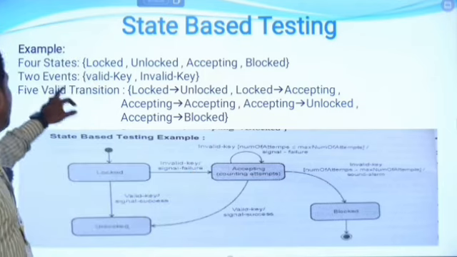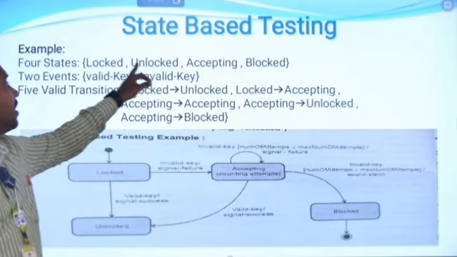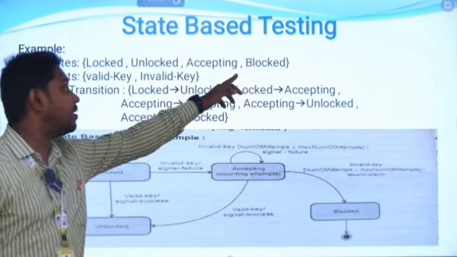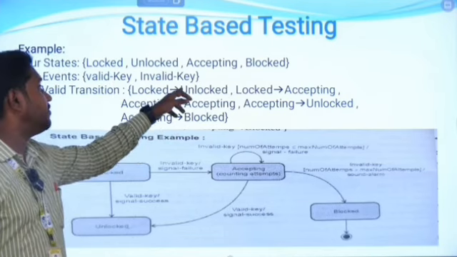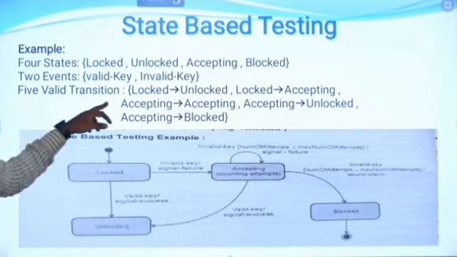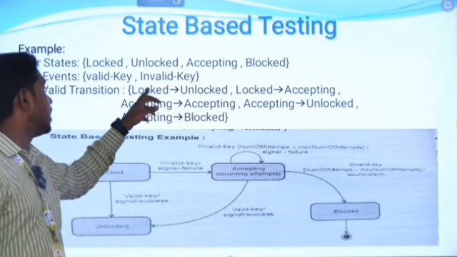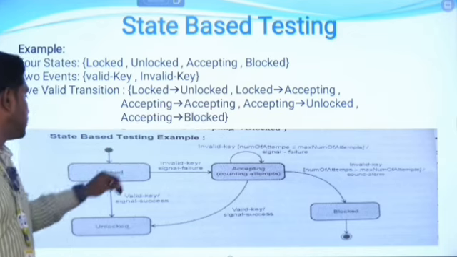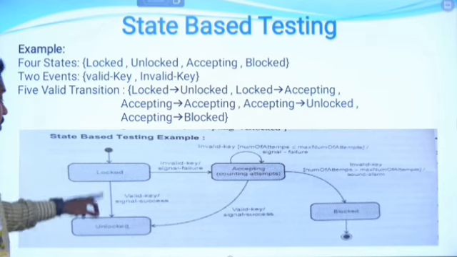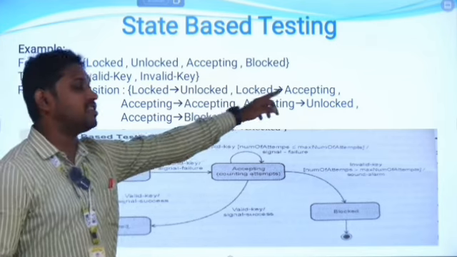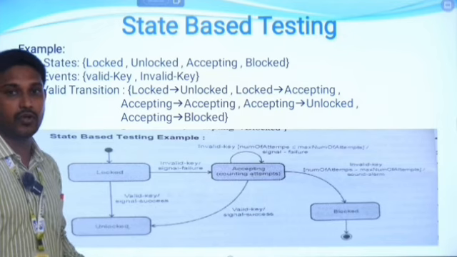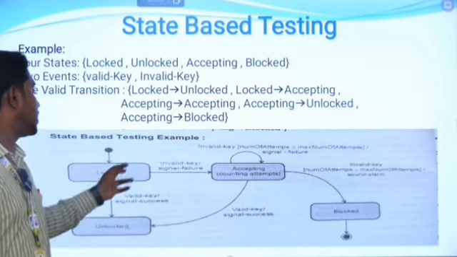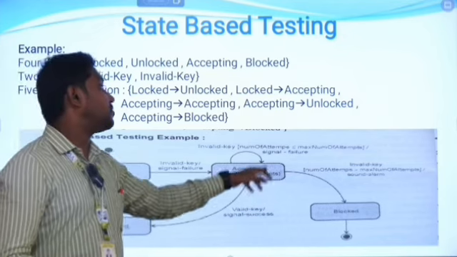So here we will have 4 states: locked state, unlocked state, accepting state and blocked state. And 2 events, one is a valid key and the other an invalid key. In total, 5 valid transitions. The first transition is locked state to unlocked state. Next, locked to accepting state. If we do not give a valid input, a correct username and password, this locked state will move to the accepting state.